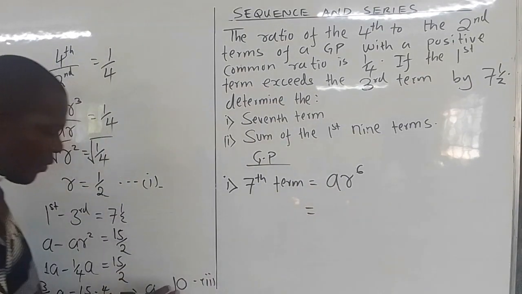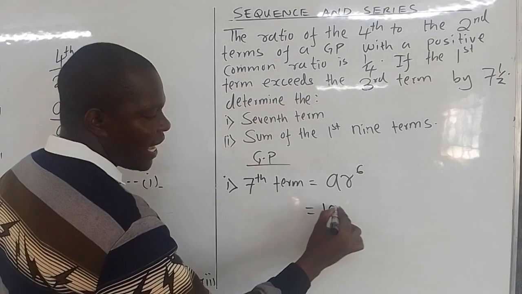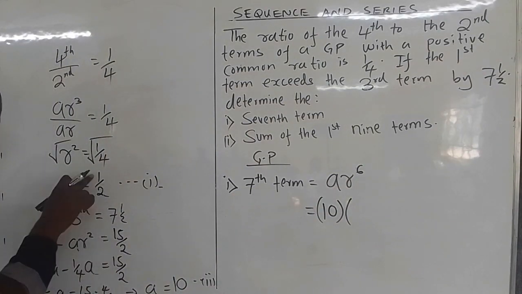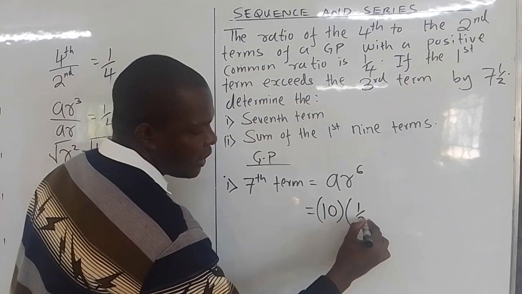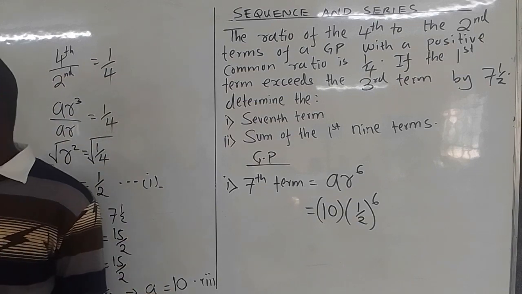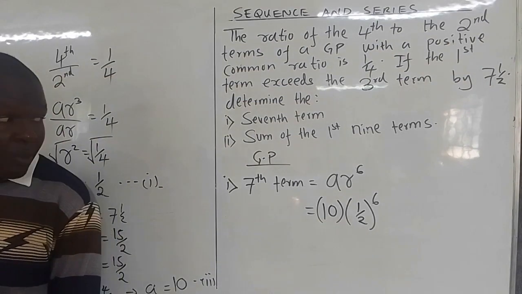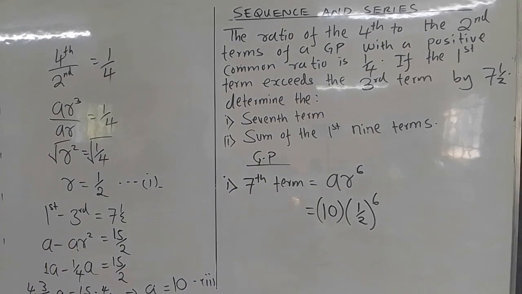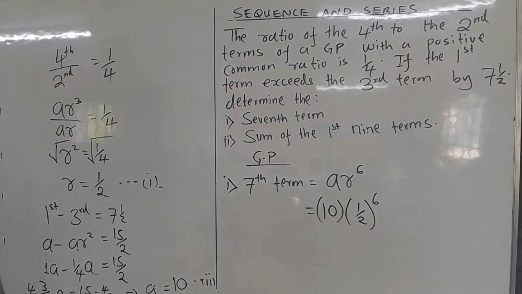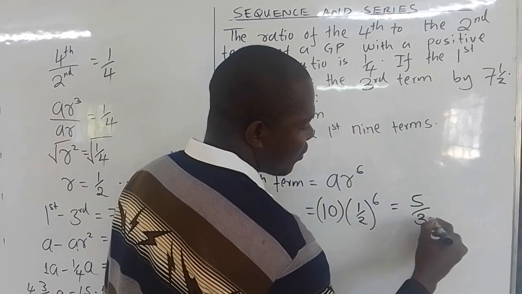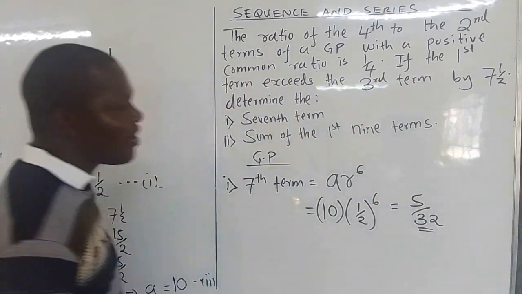So we just substitute. The value of a we found is 10, then it is times the value of r we found, which is a half. Then that r is raised to power 6, isn't it? So if you work out this problem, what do you get to be the seventh term? 5 over 32. So the seventh term is 5 over 32.